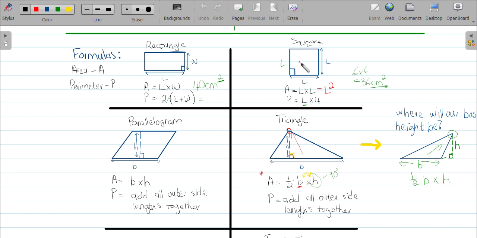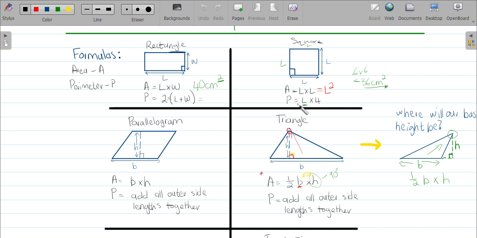Okay, let's move on to a square swiftly along. A square, we know, has four lengths, right? So let's look at the area formula. It's going to be the length times the length, or you can also say length squared. Can you see that? Length times length is also the same as length squared. So for an example, if our length was 6, we would just say 6 times 6, and that will equal 36 centimeters. And don't forget to put your square because it's the measurement of the area.